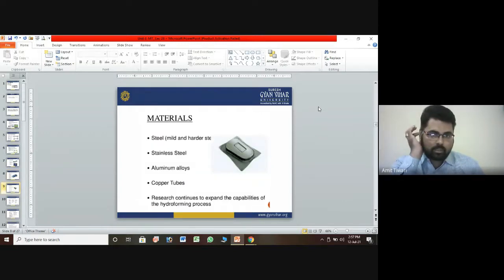Next is the material selection for that. For material selection, it means steel. You can use steel, mild or harder steel, which you select for this also. Stainless steel, aluminum, and copper tube are basically used for the research work. So the research continues to expand the capability of the hydroforming processes.